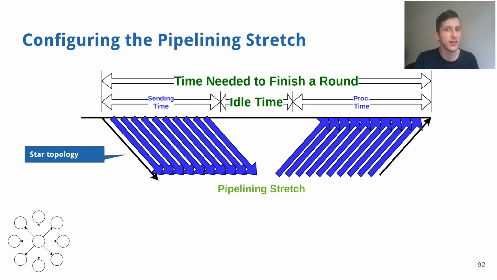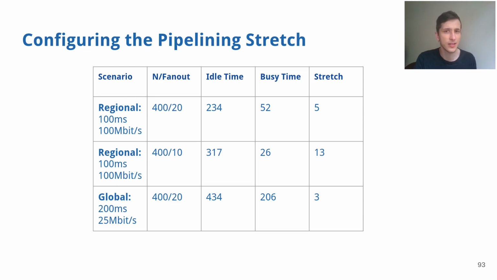And as such, there's little to no space to process additional blocks. Let's look at some example values. We configure two types of scenarios. For one, a regional scenario with 100 millisecond latency and 100 Mbits bandwidth, which is like an inner EU or inner US setting. And on the other hand, a geographically distributed scenario we call global with 200 milliseconds latency and 25 Mbits bandwidth, which is like a worldwide geographically distributed blockchain scenario from the literature.